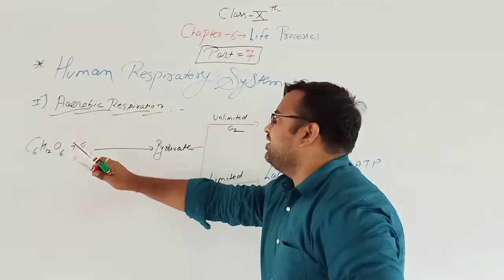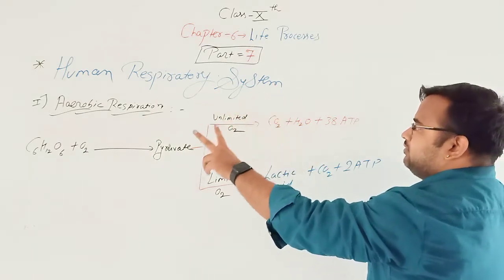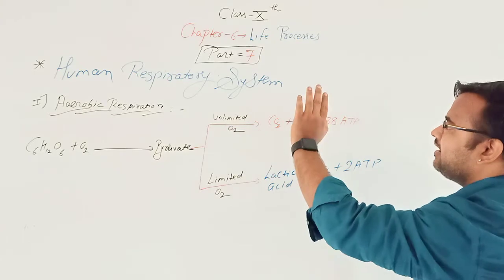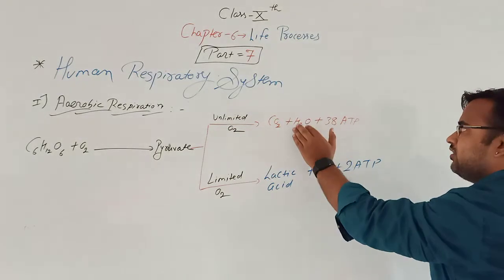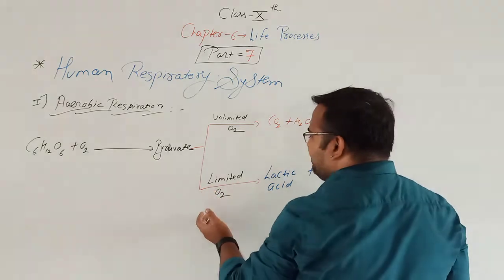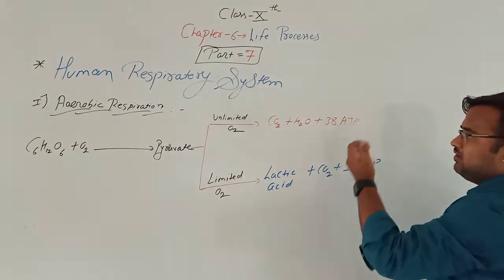See, glucose in presence of air forms pyruvate, which breaks down into two things depending upon the amount of oxygen. If there is unlimited oxygen, carbon dioxide, water and 38 ATP are the products. But if there is a limited amount of oxygen, the products will be lactic acid, carbon dioxide and 2 ATP.